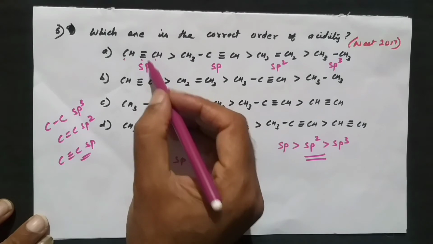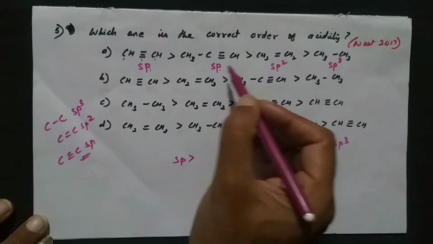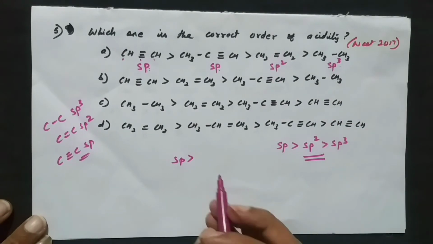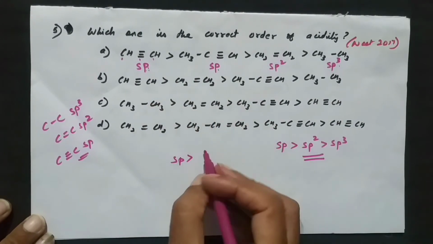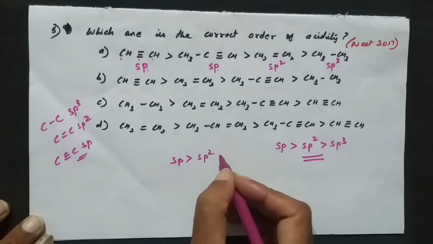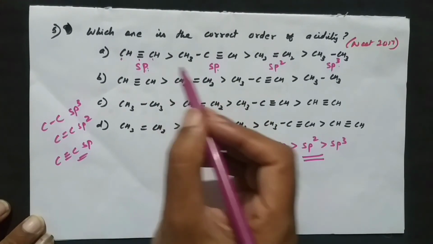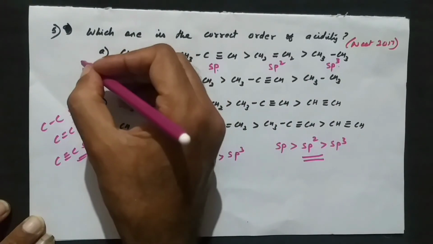So because of the triple bond it is sp, here also triple bond sp, here double bond it is sp², and single bond it is sp³. So now sp is greater than sp², which is greater than sp³. So definitely these two will take the first part, it will be greater, greater and greater. So you can go with option A.